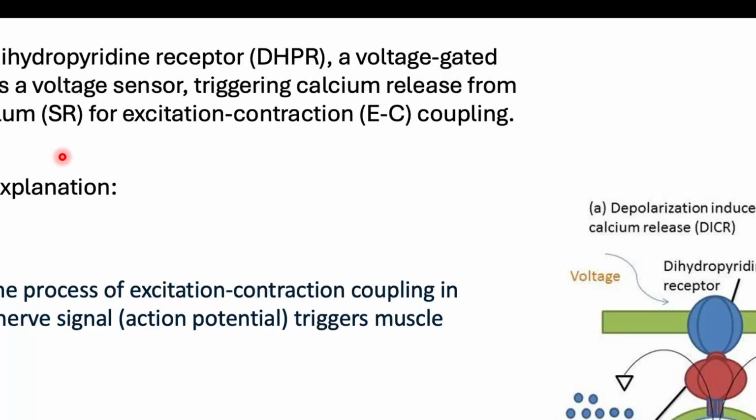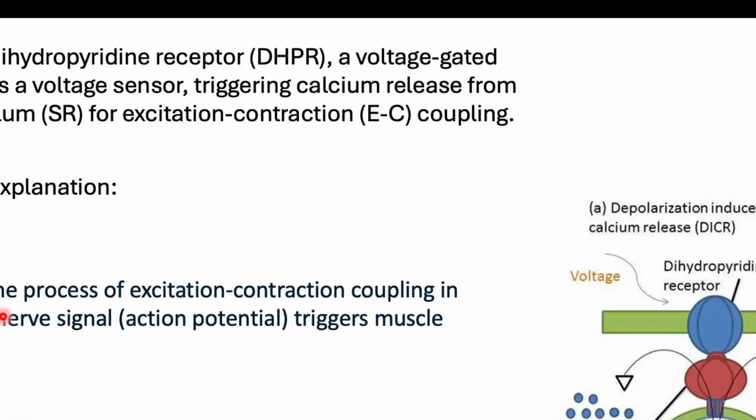So if you remember the whole procedure of a muscle contraction, due to the action potential at the neuromuscular junction, there is release of calcium from the sarcoplasmic reticulum. So this receptor is involved in the release of calcium from the sarcoplasmic reticulum for excitation-contraction coupling. So this is the voltage-gated calcium channel, which acts as a voltage sensor triggering calcium release from the reticulum.